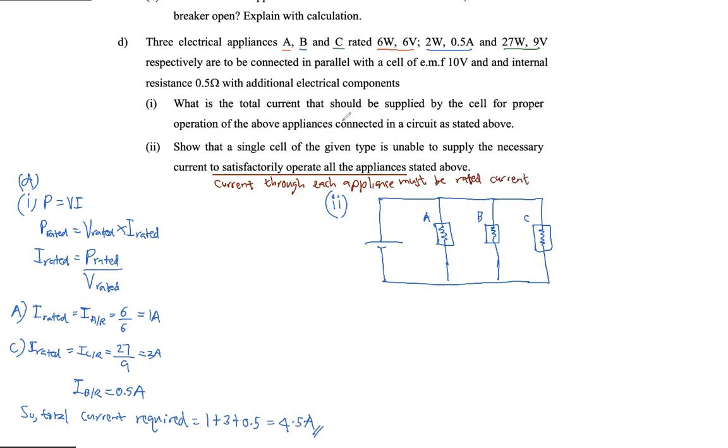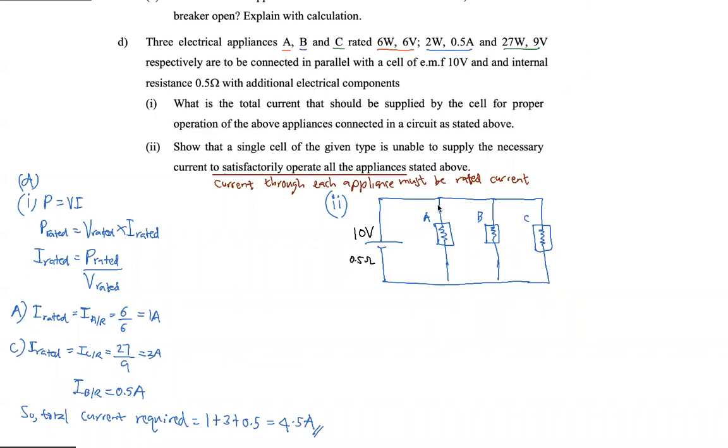What is the total current that should be supplied by the cell for proper operation of our plants? Right, fine. The appliances are connected in parallel with the cell and with additional electrical components. Okay, then the cell is 10 volt, and it has an internal resistance of how much? 0.5 ohm. So tell me the currents through each circuit.